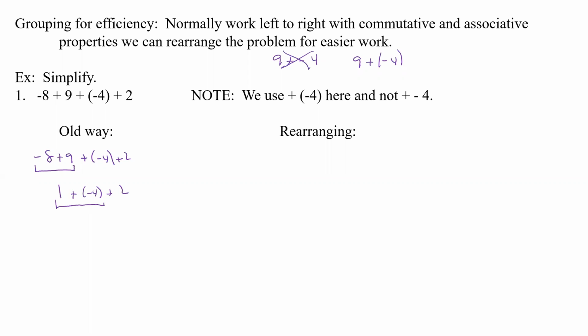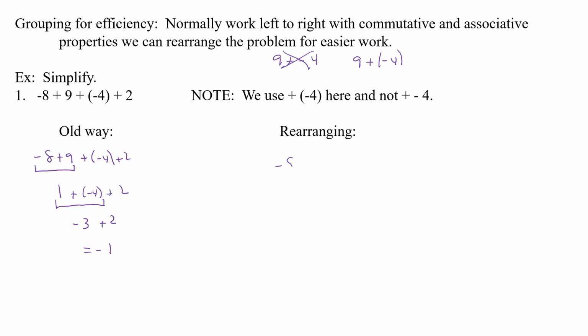Now we do the next two: 1 plus a negative 4. If we do what we learned, we take the larger minus the smaller, so 4 minus 1 is 3. The sign of the larger is negative, so that's a minus 3. Then we still have plus 2. Now we have minus 3 plus 2, which is equal to a negative 1.